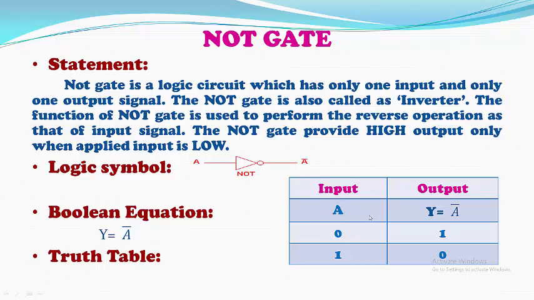So here we have considered input and output column. In that A is an input and output is Y. For A input, we can apply 0 or binary value 1. When we apply binary value 0, we are getting a reverse output value at the NOT gate, that is 1. And second case, when we apply binary value 1, then at the output side, we are getting binary value 0. Means this NOT gate performs a reverse operation as that of input signal.